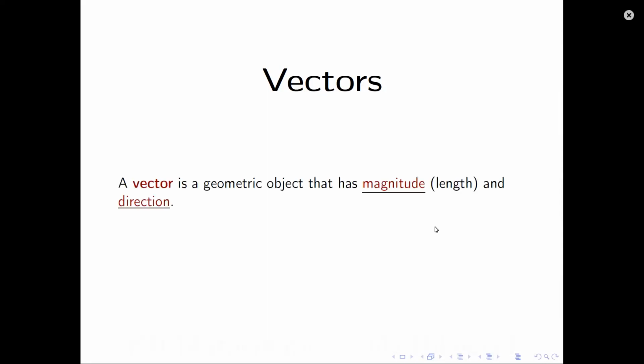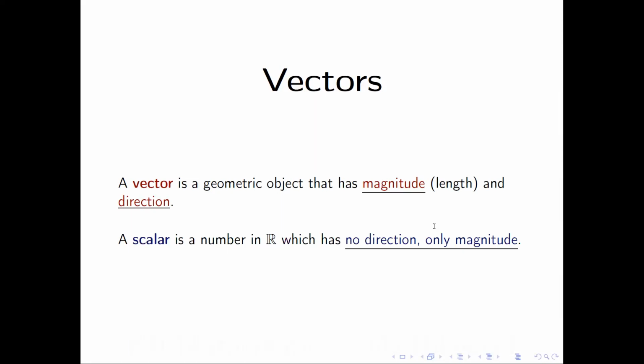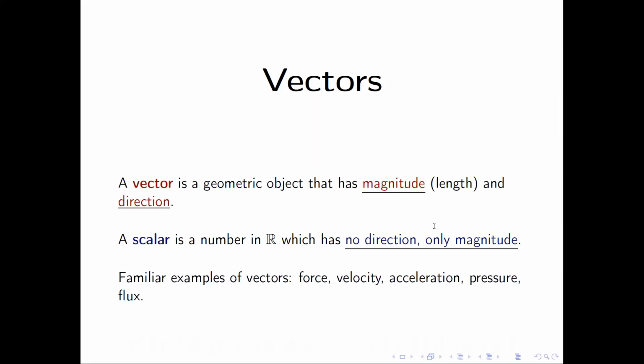A vector is a geometric object that has magnitude, which is length, and direction. A scalar is just a number in real numbers, which has no direction, only magnitude. Familiar examples of vectors are force, velocity, acceleration, pressure, flux, and so on.